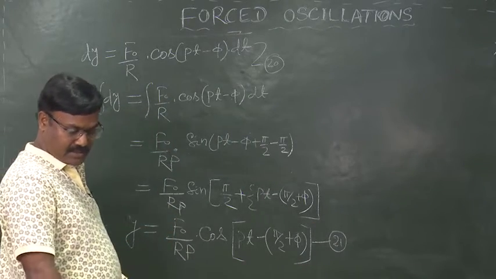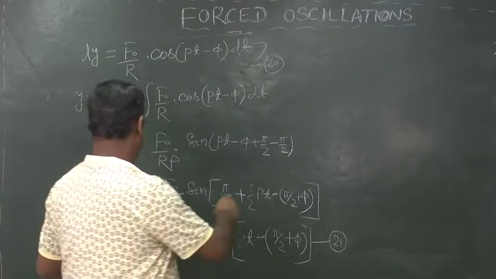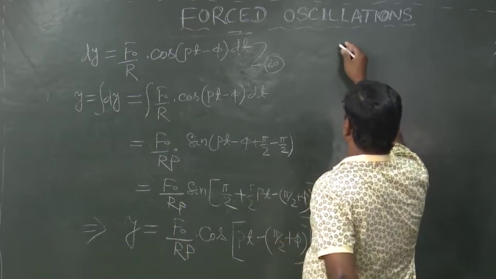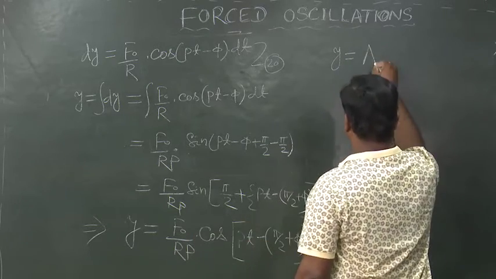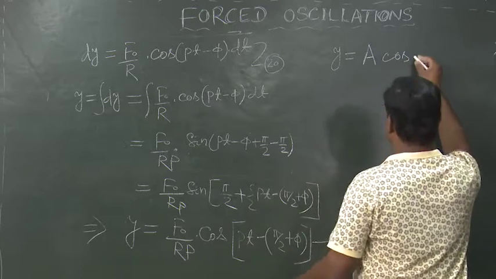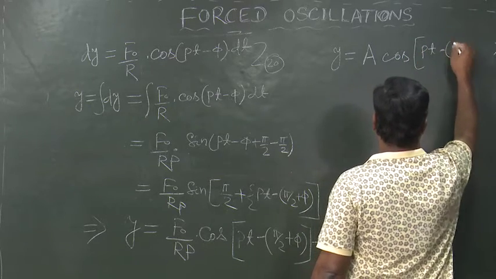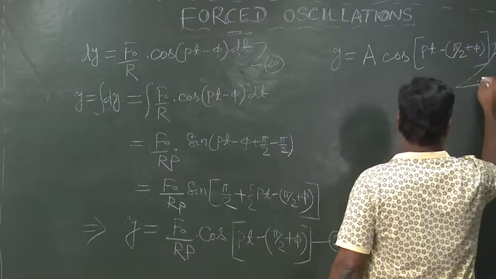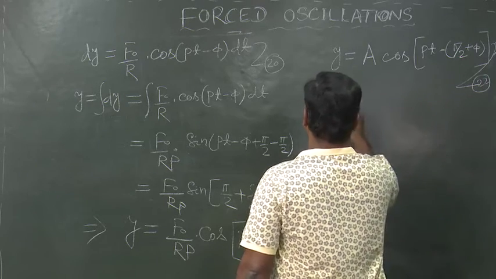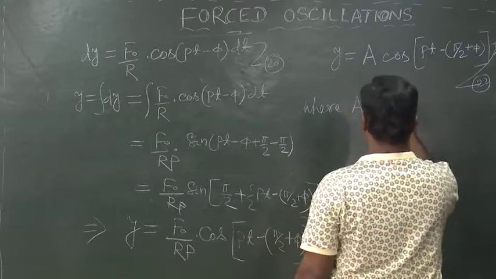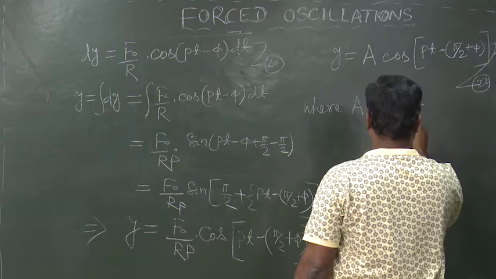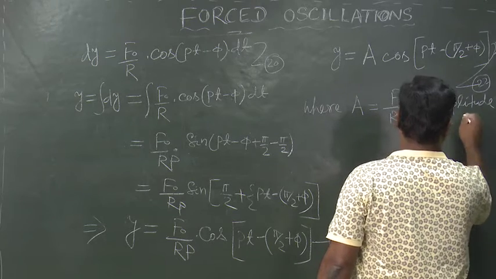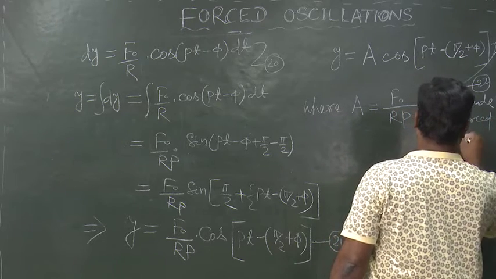Here this equation 21 can be further written as y is equal to a cos (pt minus pi by 2 plus phi), equation 22, where a is equal to F0 by Rp is equal to amplitude of forced oscillation.